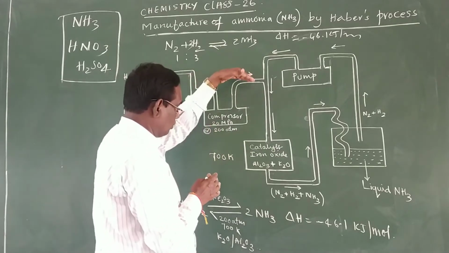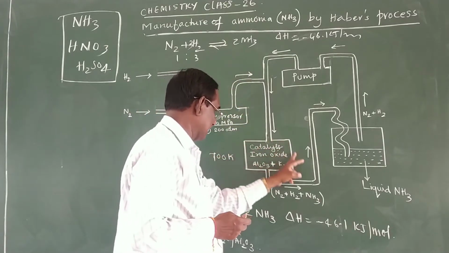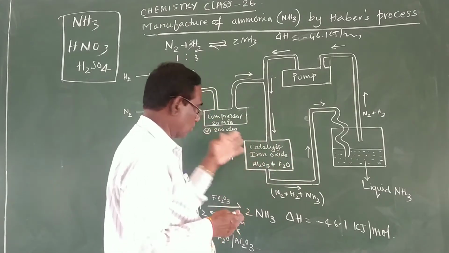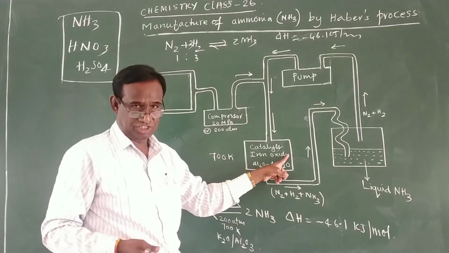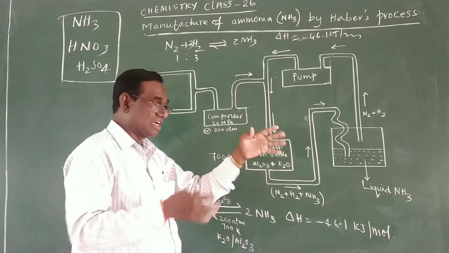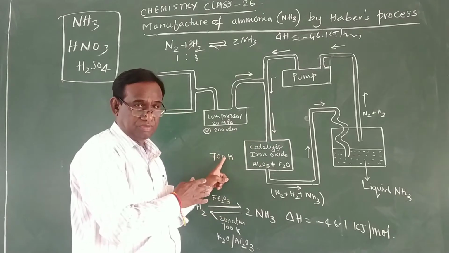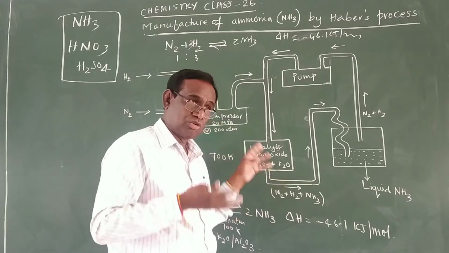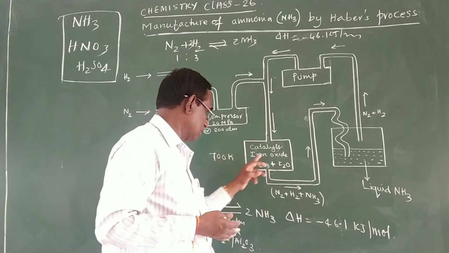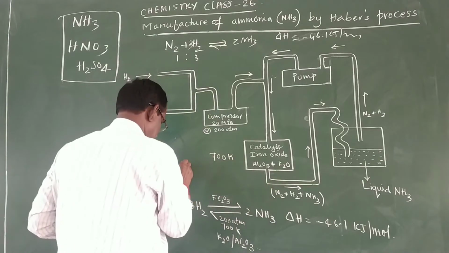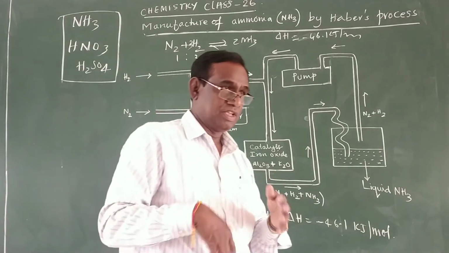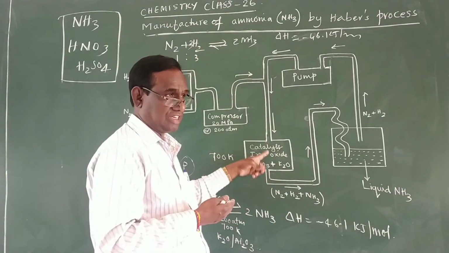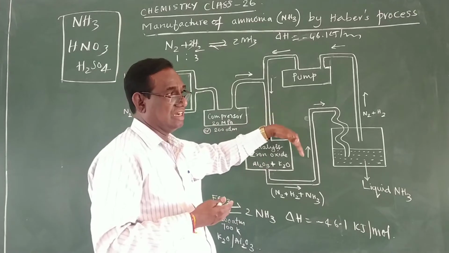Then it is passed into another chamber, the catalytic chamber. In this catalytic chamber, we keep a catalyst, which is iron oxide, and the chamber is maintained at 700 Kelvin. Al2O3 and K2O are also added to this chamber because they act as promoters. What are promoters? They promote the catalytic activity of the catalyst.